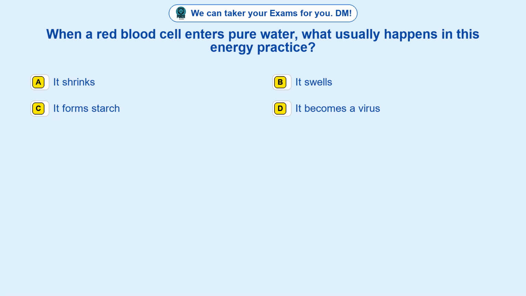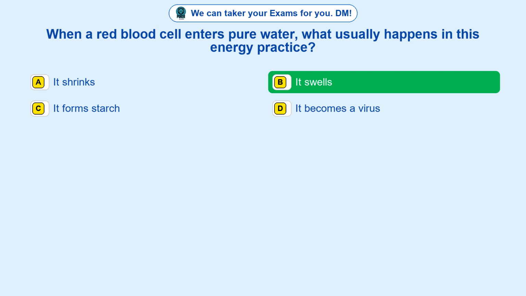Question 8. When a red blood cell enters pure water, what usually happens in this energy practice? Option A, it shrinks. Option B, it swells. Option C, it forms starch. Option D, it becomes a virus. The correct answer is option B, it swells.